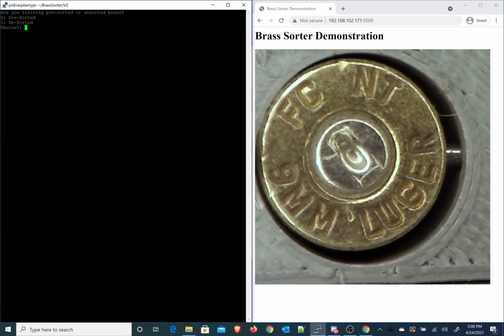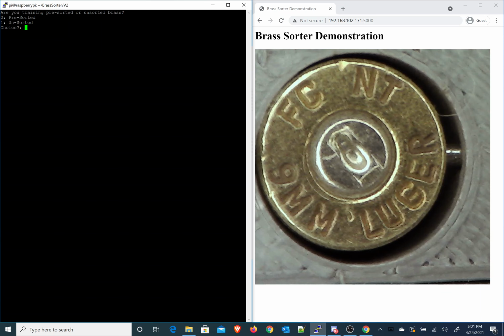It's probably seen about 600 pictures of FC brass. Pretty good at identifying that too. It's seen about 200 to 300 of RP and 200 to 300 of Winchester. It's so-so at identifying those, and anything else, it's not so good at identifying. So anyways, the idea here is we've got to take a lot of pictures. It's like that old movie with Johnny Five. Need input, need input.